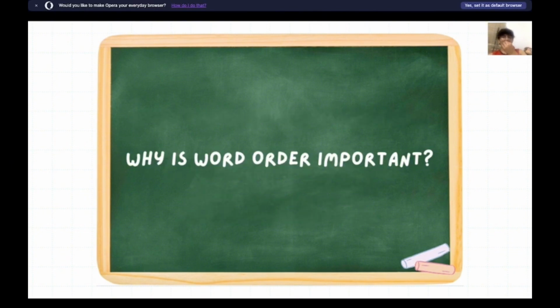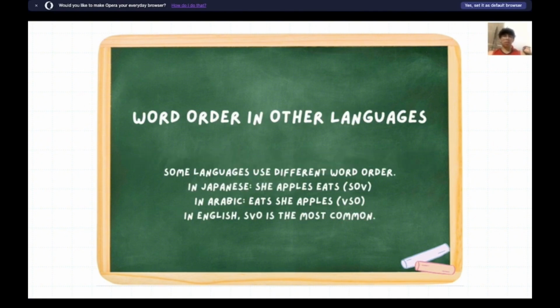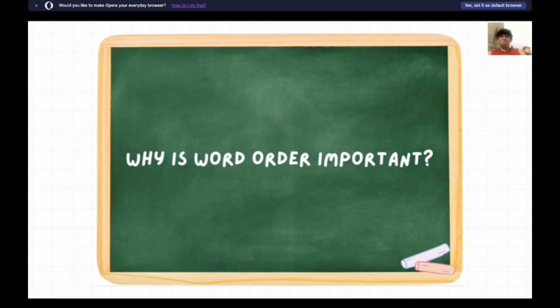And why is word order important? Of course, it's because it helps us understand who is doing what in a sentence, and it makes the meaning clear, or you're not going to understand it. In English, changing the order, like we said before in Japanese or in Arabic, using subject, object, verb, can completely change the meaning of a sentence.